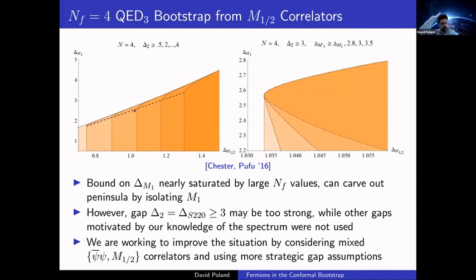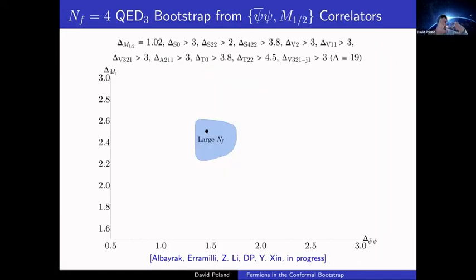In the older work of Chester and Pufu, they basically saw that if you place a bound on the charge 1 monopole as a function of the charge 1/2 monopole dimension, the bounds that you get are close to being saturated by the large NF predictions at NF equals 4. And actually by isolating that first charge 1 monopole, you can carve out some kind of peninsula. So we've been trying to improve the situation even more. So I'll just flash a slide and then I'll be done.